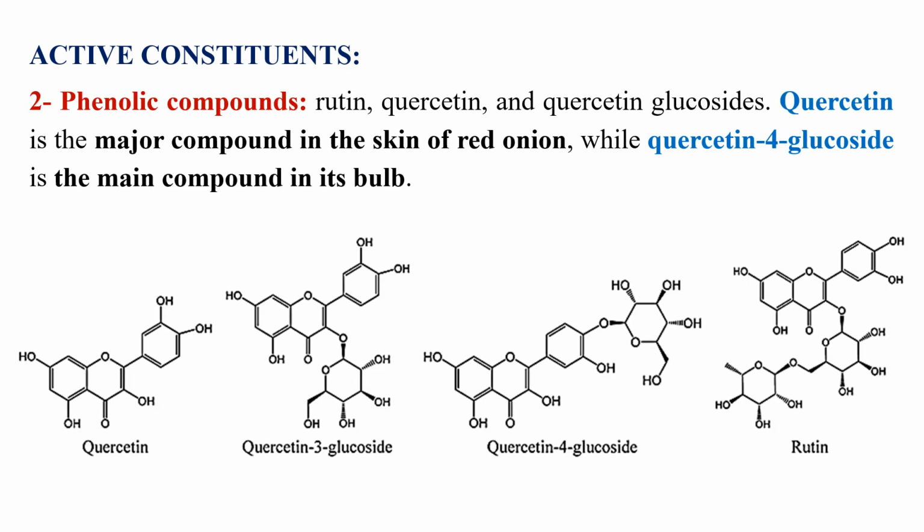Also, onions are a very rich source of phenolic compounds, especially the flavonoids known as rutin, quercetin, and quercetin glucosides. Quercetin is a major compound in the skin of red onion, while quercetin 4'-glucoside is the main compound in its pulp. Those are the structures of the major flavonoids in onion. The most important are quercetin and quercetin 4'-glucoside. They are the major compounds present either in the onion skin or the onion pulp.